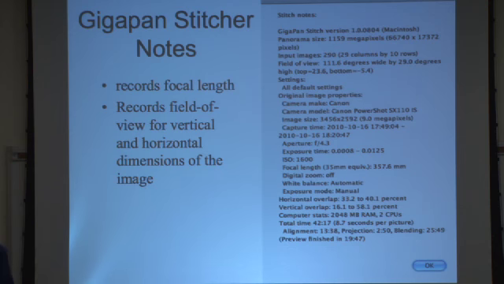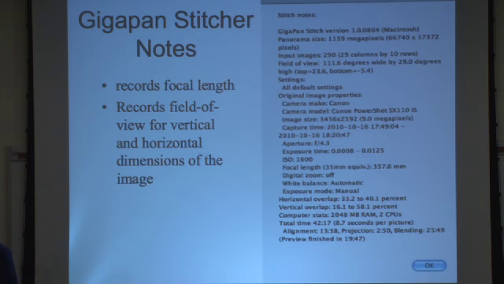The other thing to note is that the Gigapan stitcher, once you do stitch your images, actually maintains some information that's going to be very helpful. The focal length, which is helpful, but you don't really need to know the details of the focal length for these simple calculations. But sometime later that might actually come into play. Also, the field of view, which is very, very useful.